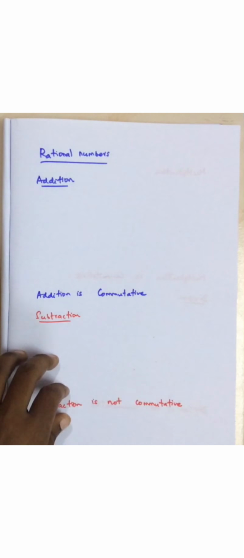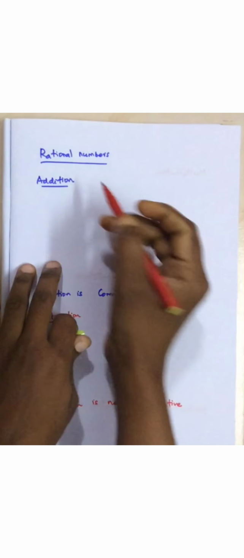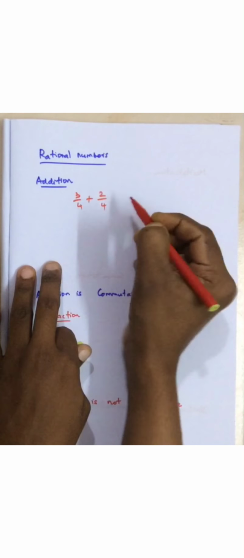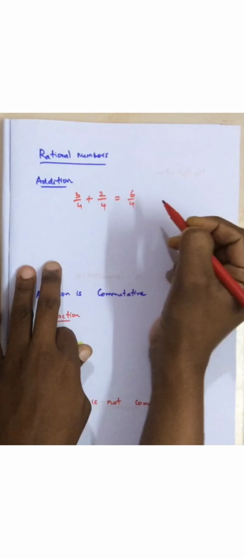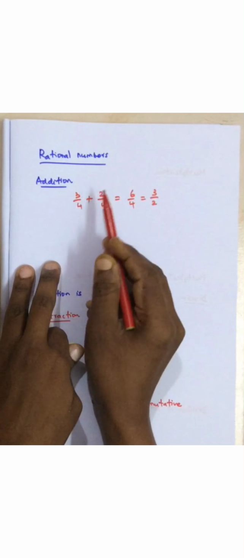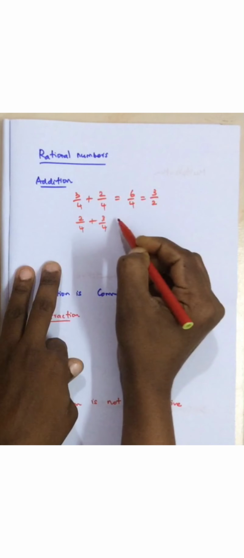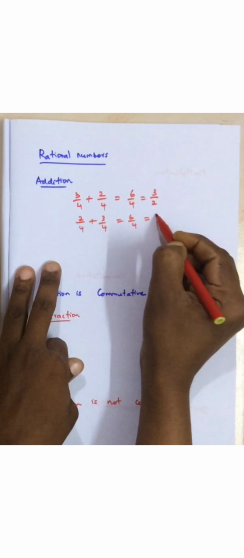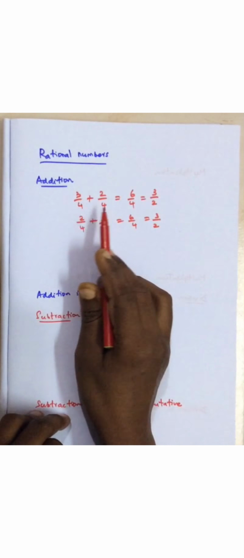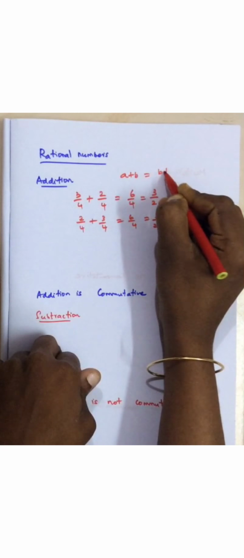So next is rational numbers. We will start with addition. Take any rational number, 3 by 4. I am going to add 3 by 4 plus 2 by 4. That will give 6 by 4. We can simplify this to 3 by 2. Similarly, you can interchange: 2 by 4 plus 3 by 4, that is also equal to 6 by 4, which is equal to 3 by 2. So what I am saying here is, if you take any two rational numbers, a plus b is equal to b plus a.